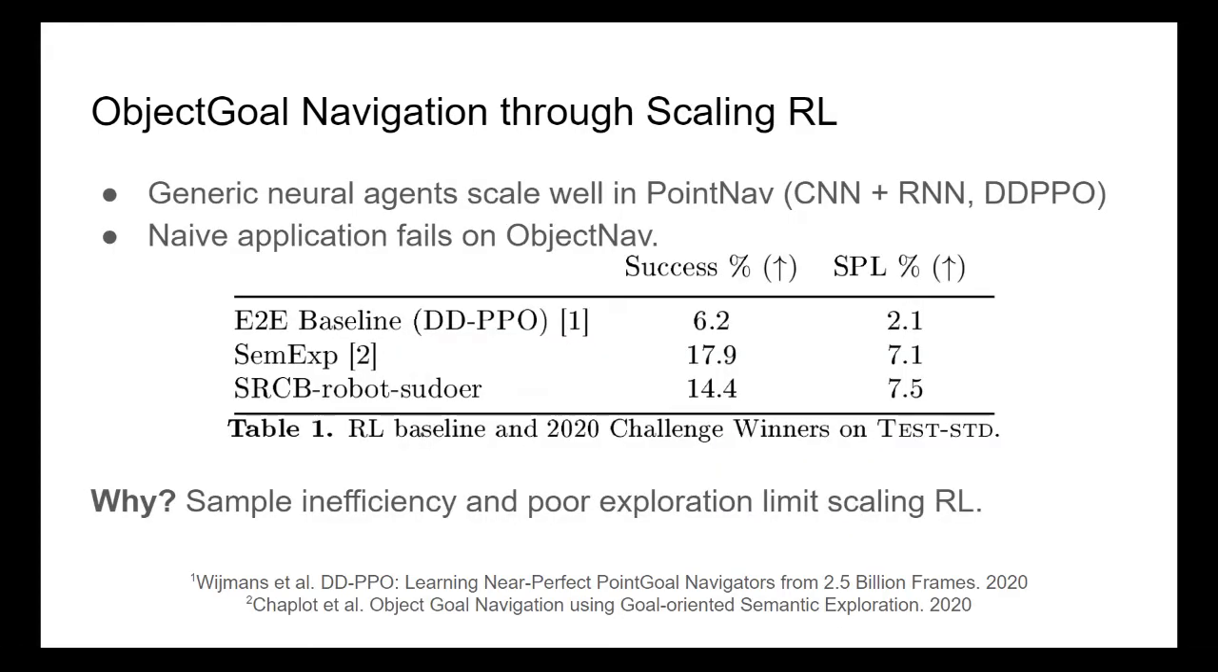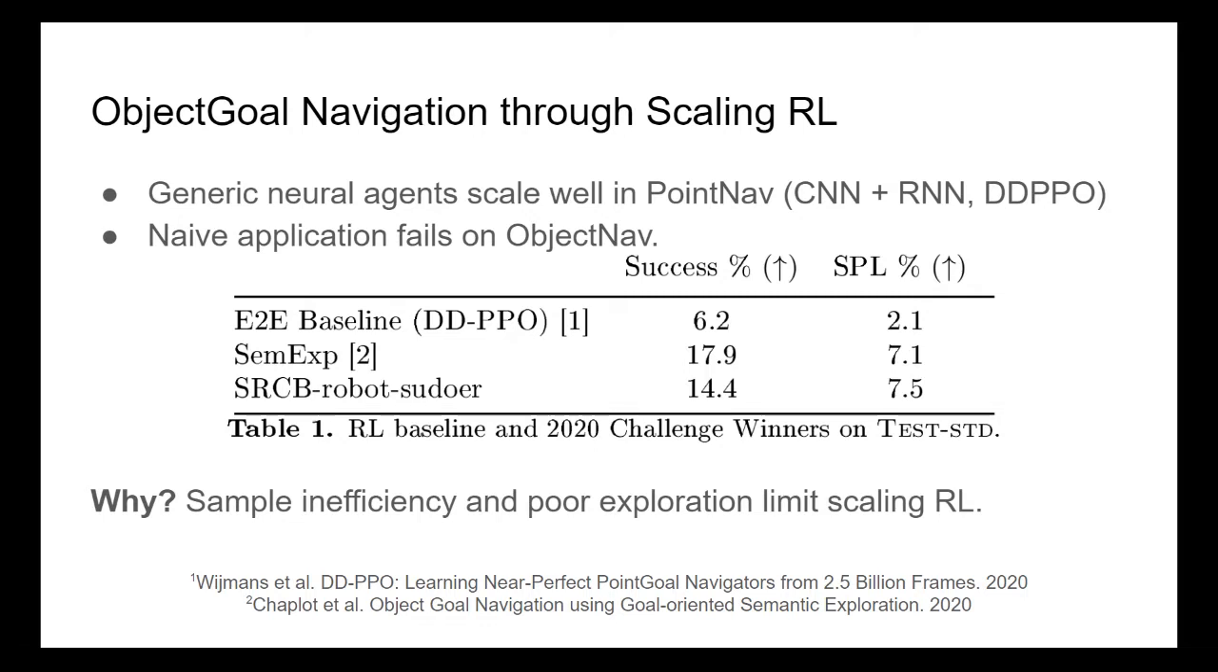Our work investigates how we can accomplish ObjectNav through large-scale RL training of neural agents with generic architectures. That is, an agent which embeds its observations, concatenates them, and aggregates them in an RNN. This kind of agent nearly solves a simpler embodied navigation task called PointNav through a large-scale training technique called DDPPO. However, in ObjectNav, naive scaling leads to only 6% success rates.